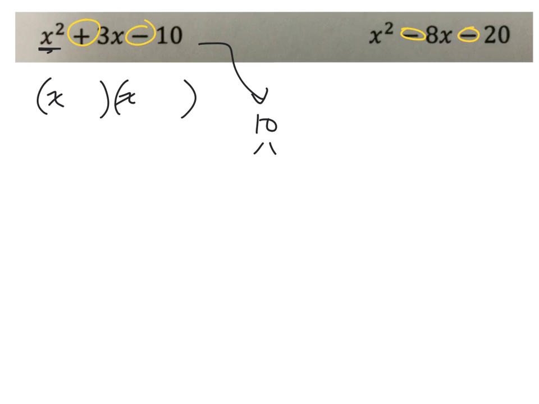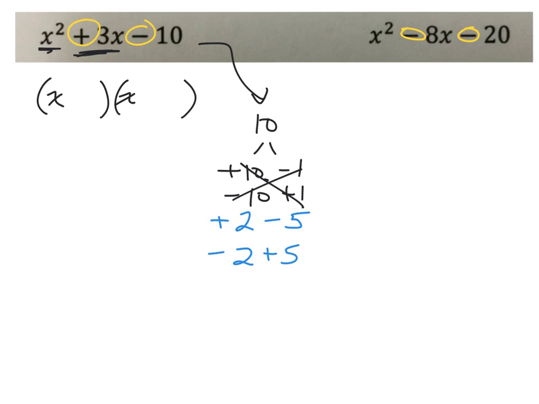However, since the 10 is negative, one of our factors has to be positive and the other has to be negative. In other words, we could have positive 10 and negative 1, or we could have negative 10 and positive 1. So it gets a little bit more complicated in that regard. Now, 10 minus 1 is 9, negative 10 plus 1 is negative 9, neither of which is the middle term of 3x. So we know those factors are not correct. What are the other factors of 10? Well, 2 and 5. The question is, is it going to be positive 2, negative 5, or negative 2, positive 5?